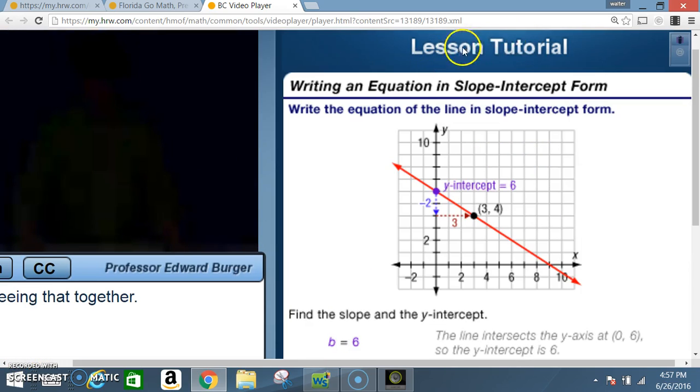Okay, lesson tutorial, quick review. Writing an equation in slope-intercept form. Write the equation of the line in slope-intercept form. Here is our line.